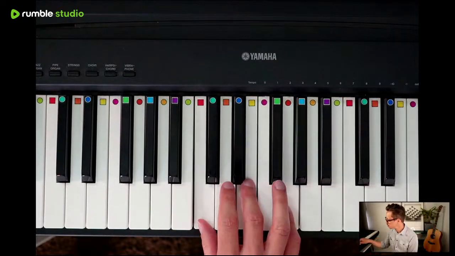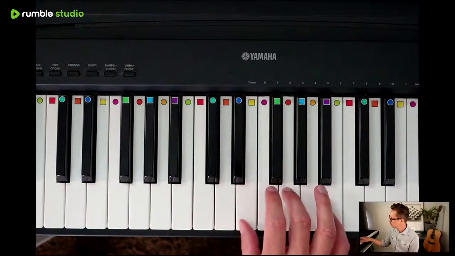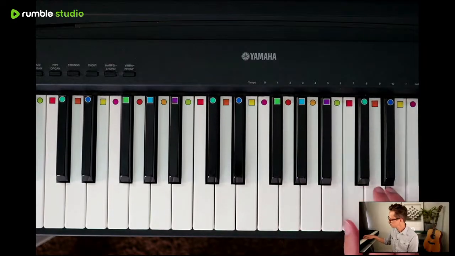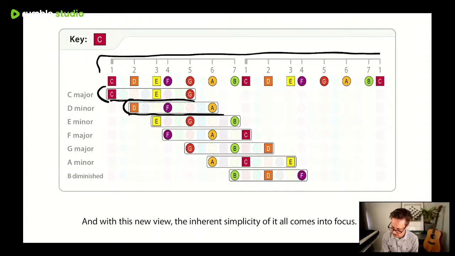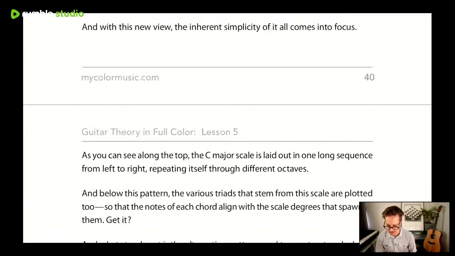And by starting on each respective note and combining every other note in groups of 3, we end up with 7 harmonies in the key of C. And that's what this illustration is showing here. We start on the C note, and we have the C major chord. Start on the D note, every other note from the C major scale, and we get the D minor chord. Starting on the E note, every other note forms the E minor chord, and so on. So with this new view, the inherent simplicity of it all comes into focus.